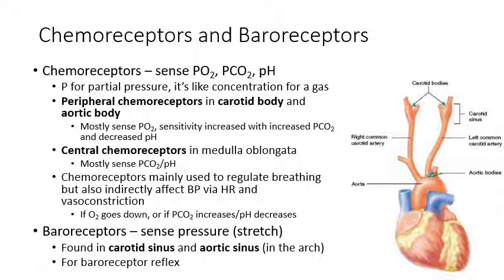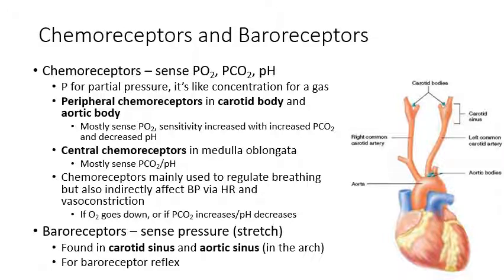But you can basically think about PO2 and PCO2 as the concentration of those gases, or how much of those gases you have. So the chemoreceptors are sensing how much oxygen you've got, how much carbon dioxide you've got in your blood, and what the pH of your blood is. There are two types of chemoreceptors: the peripheral chemoreceptors and the central chemoreceptors.